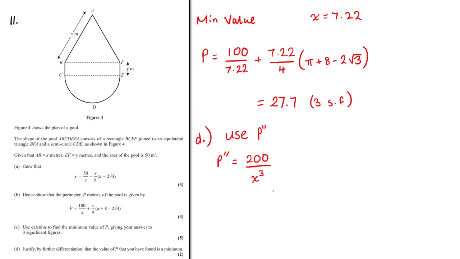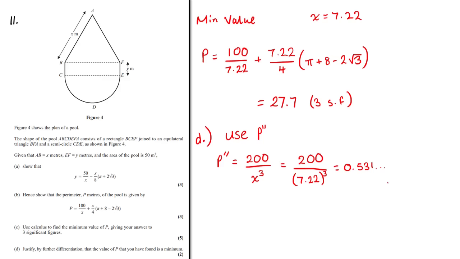So all I need to do is simply substitute that value of x into p prime prime here. So we get 200 divided by 7.22 all cubed. And if this is a minimum, this value here should be greater than 0. If it's less than 0, that would imply we have a maximum. And if we evaluate this on our calculator, what you should get is something around 0.531, so on and so on. Okay, depending on how you round this, but something close to this.